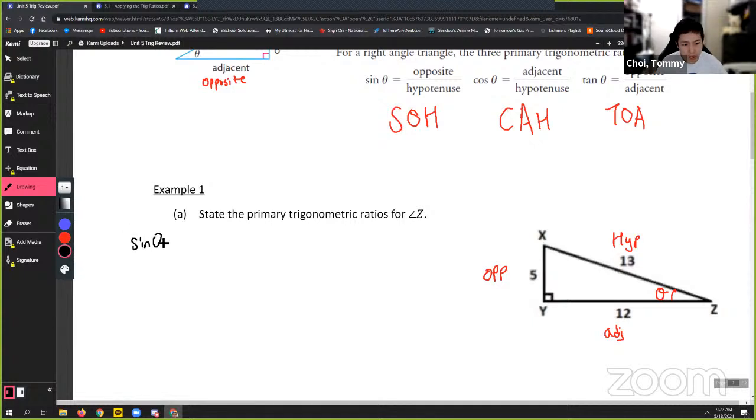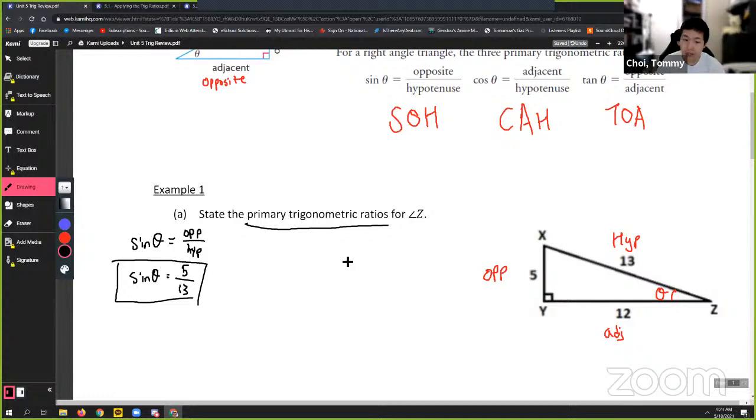So sine theta is equal to SO, which is opposite over hypotenuse. Following our little saying here, opposite over hypotenuse. It just means, hey, what's the fraction? So you write down sine theta is opposite over hypotenuse, and opposite is 5, and hypotenuse is 13. Wow. Not bad. Perfect. That's your first one. And since it says primary trig ratios, you have to state all of them.